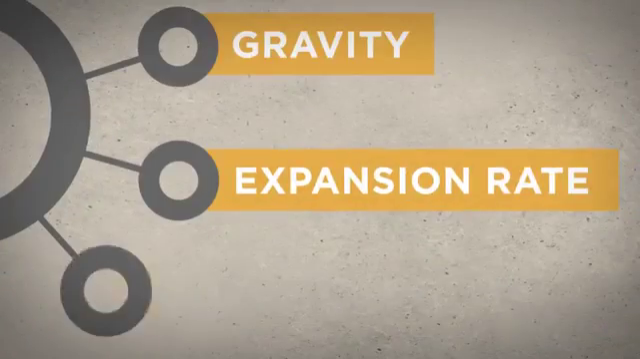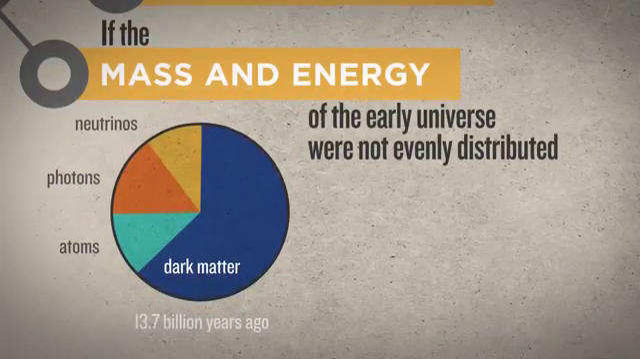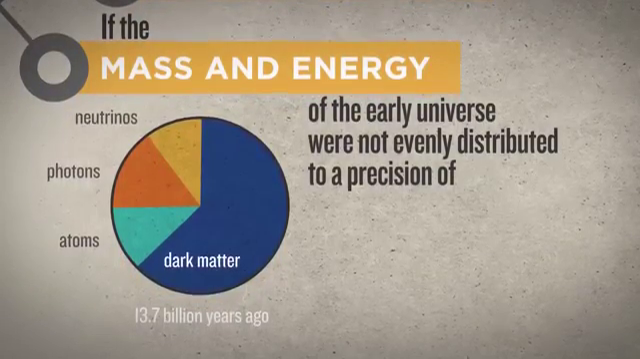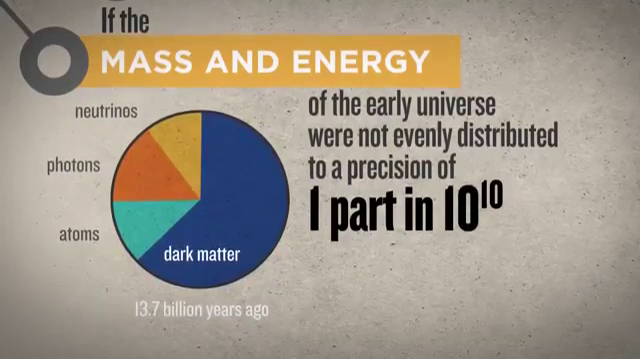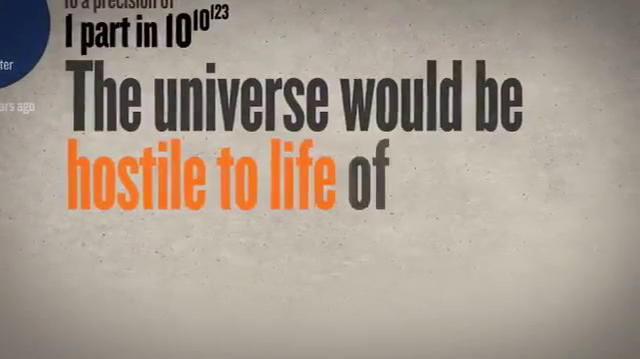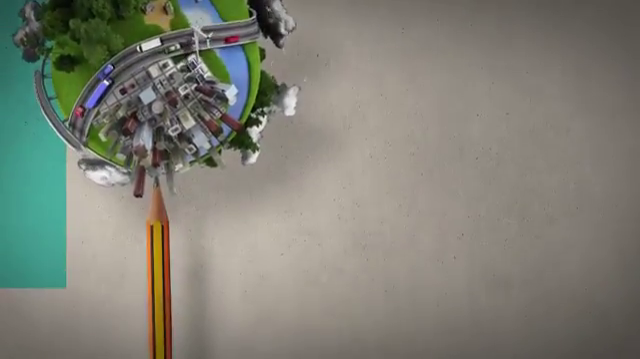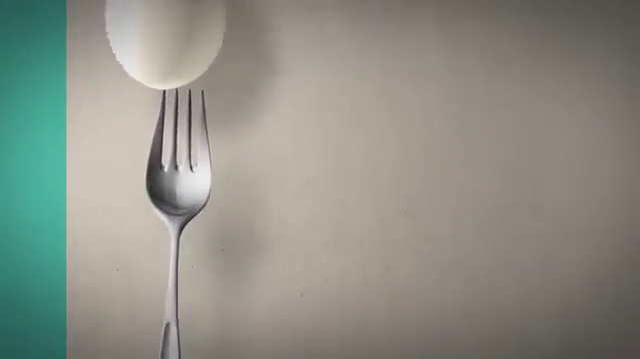In either case, the universe would, again, be life-prohibiting. Or another example of fine-tuning. If the mass and energy of the early universe were not evenly distributed to an incomprehensible precision of 1 part in 10 to the 10 to the 123rd, the universe would be hostile to life of any kind. The fact is, our universe permits physical, interactive life only because these, and many other numbers, have been independently and exquisitely balanced on a razor's edge.